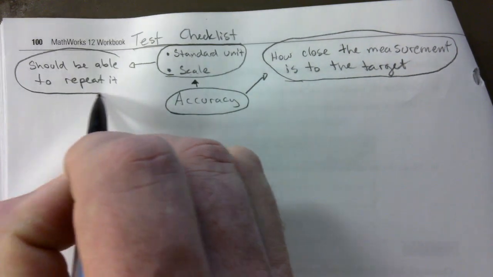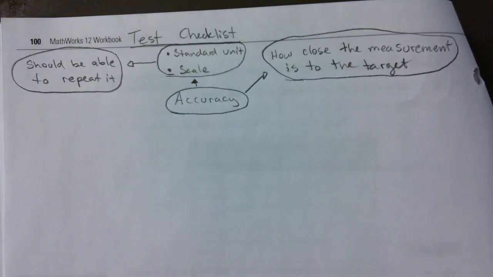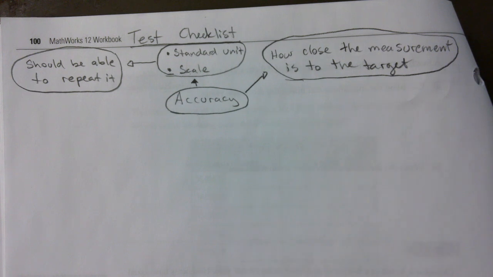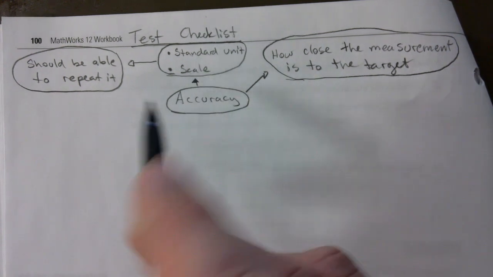So if I measure the soccer field and it's 94 meters, I should be able to tell one of you, here's the measuring tape, go measure it. You should be very close to it. Okay, so that's why we want these two items to be there.